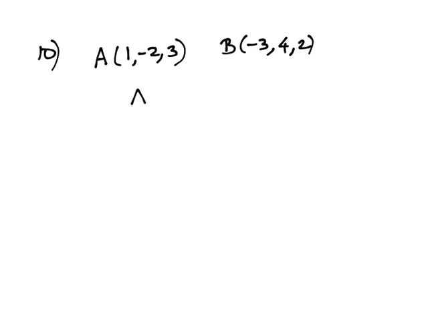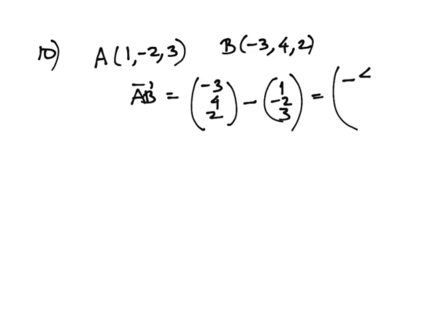The point O has coordinates 0, 0, 0, the origin. A has coordinates 1, minus 2 and 3. And B has coordinates minus 3, 4 and 2. Show that AB equals, so I need to find AB. So AB is OB minus OA, so minus 3, 4, 2 minus 1, minus 2, and 3, which will give me minus 4, 6, minus 1. So hence proved, that is done.